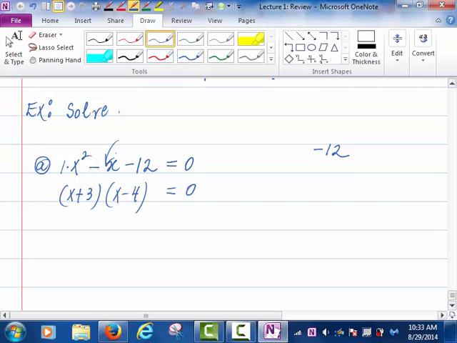Am I making sense? So you're looking for 2 numbers, a and b, such that a times b is negative 12. But when you add them, you want to end up with the coefficient of x, which is negative 1, right? Well, the choices for a and b would be 3 and negative 4, because if you multiply them, you get negative 12, and if you add them, you get negative 1. So that's how he's coming up with that 3 and negative 4. Is everybody okay with that? Okay.